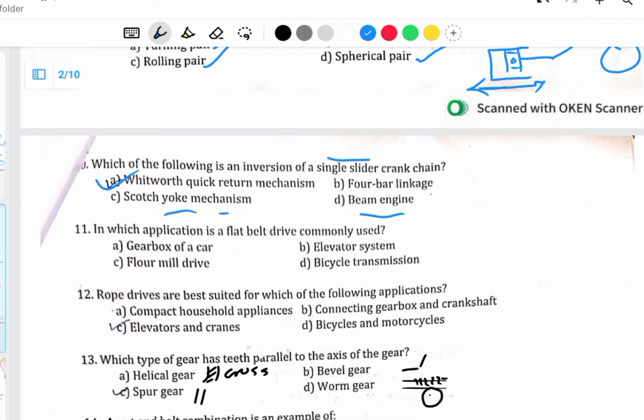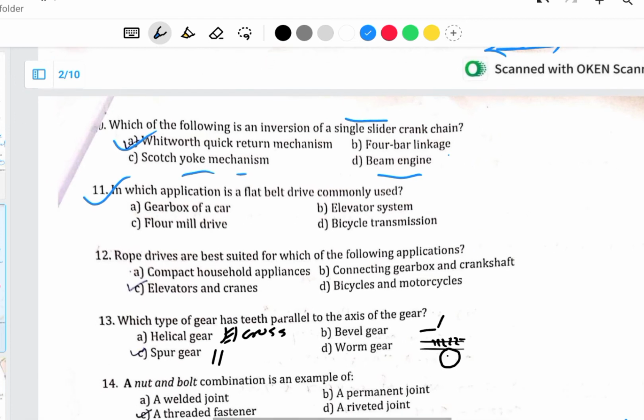In which application is the flat belt drive commonly used? Okay, in the gearbox and car we are not using it. There will be a gearbox. In the elevator also you are not using it. So I hope the correct answer will be flour mill. Yes, the correct answer is flour mill.